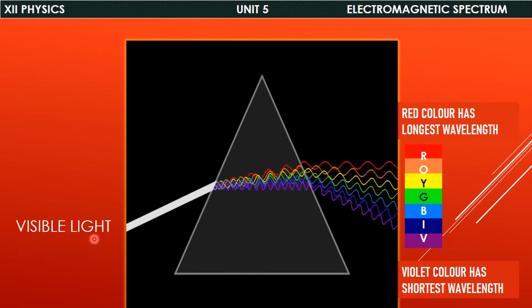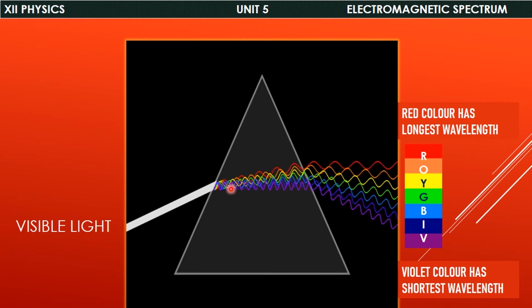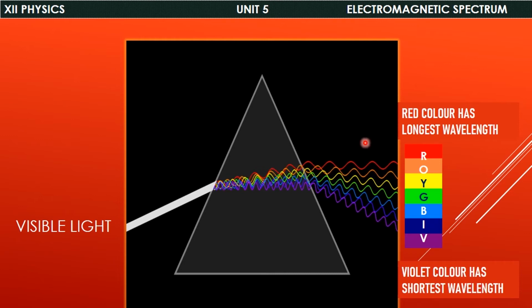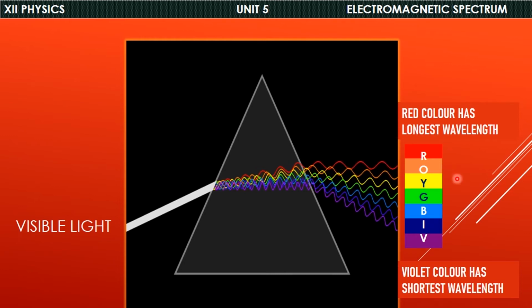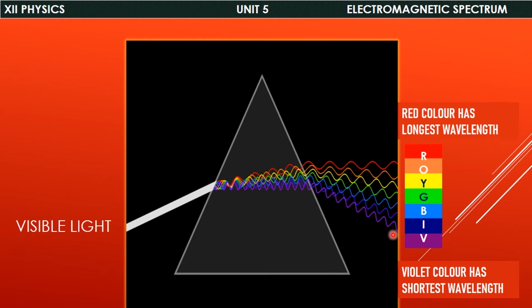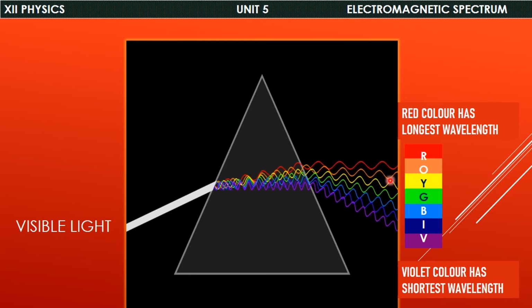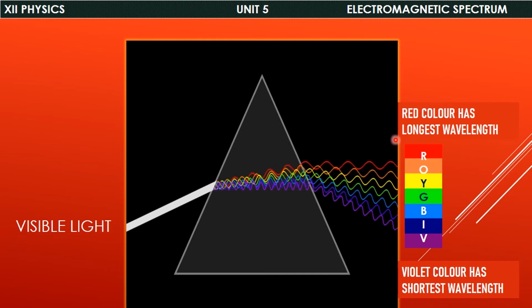This is a dispersion of visible light. When visible light passes through a prism, it is dispersed into the 7 colors. Just note the variation in the wavelength of the 7 colors. The violet color has the shortest wavelength. The red color has the longest wavelength among the 7 colors.